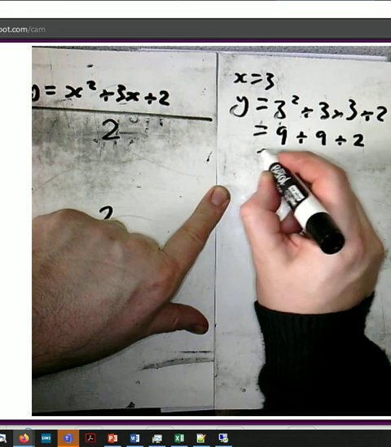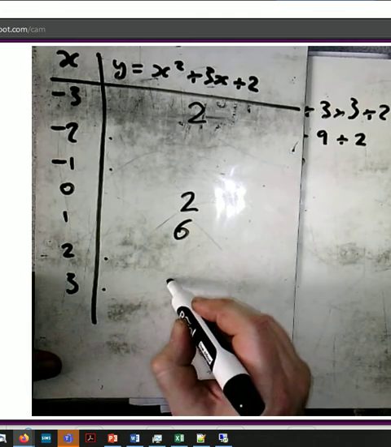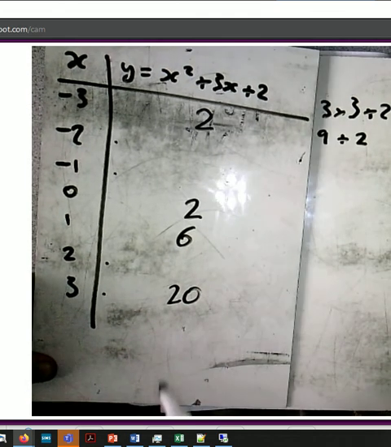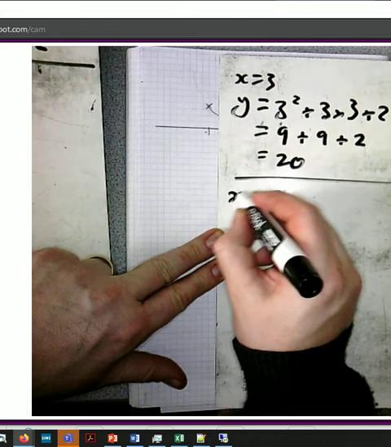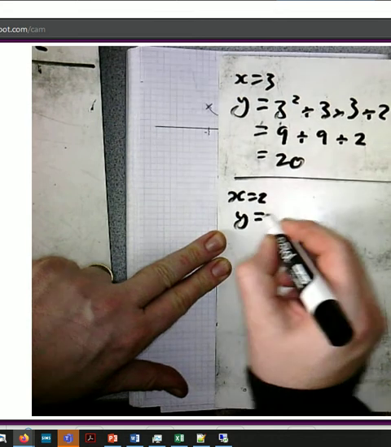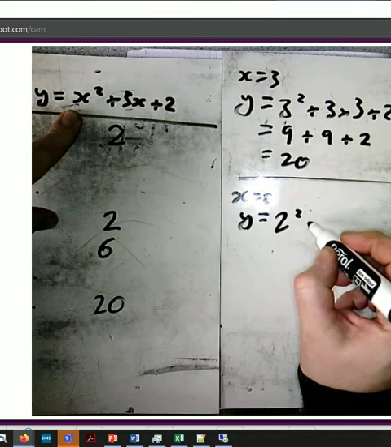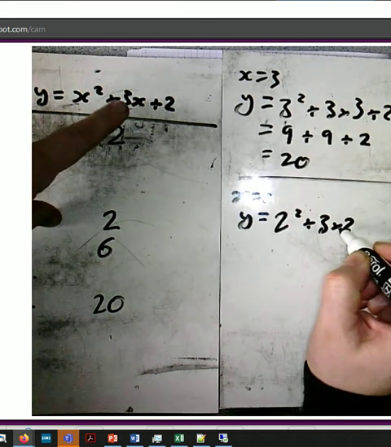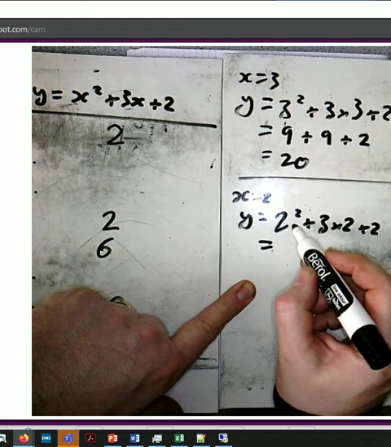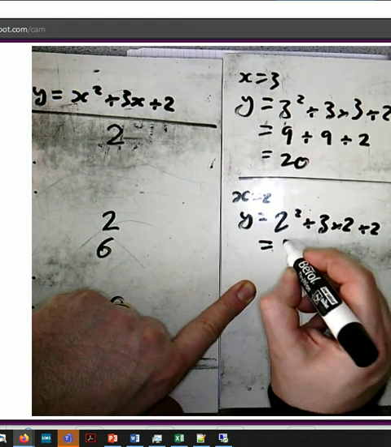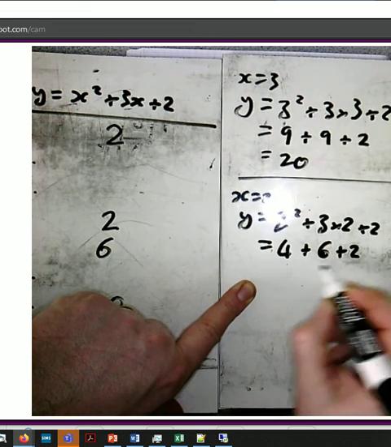Now I'm going to say if x is 2, what do I get? X is 2, y is, using the formula I'm given, 2 squared plus 3 times 2 add 2. Squared means times itself, so 2 squared, 2 times 2, is 4. 3 times 2 is 6. 4 add 6 is 10, add 2 is 12. So I'll put 12 in there.